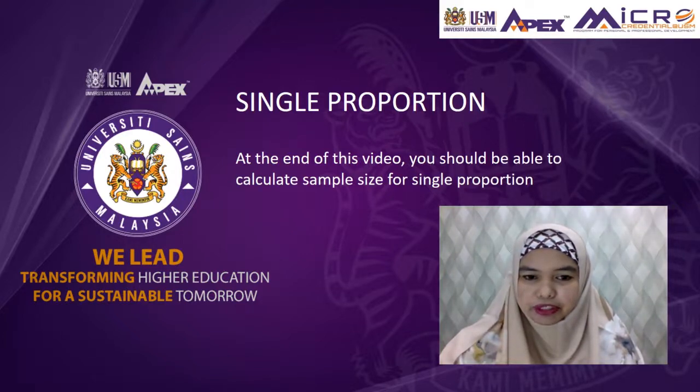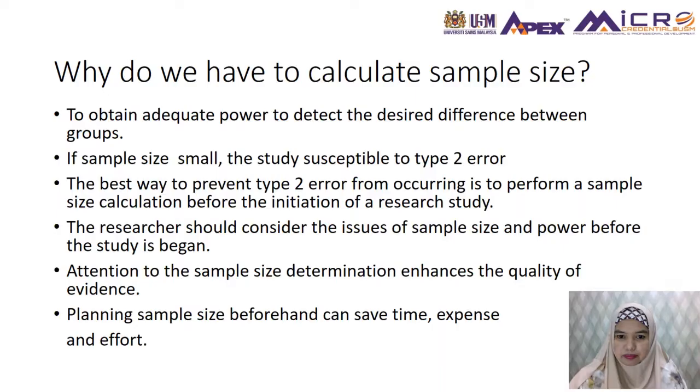3.1.1 single proportion. At the end of this video, you should be able to calculate sample size for single proportion. Why do we need to calculate sample size? First, we have to obtain adequate power to detect the desired difference between groups. If sample size is small, the study is susceptible to type 2 error. And the best way to prevent type 2 error from occurring is to perform a sample size calculation before the initiation of a research study.